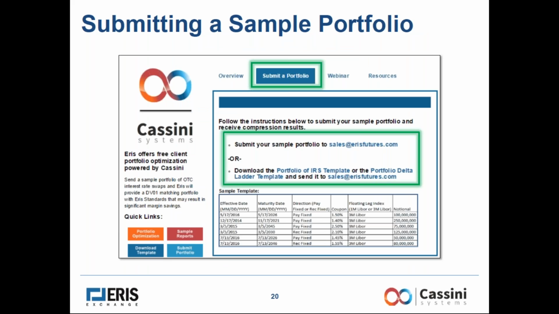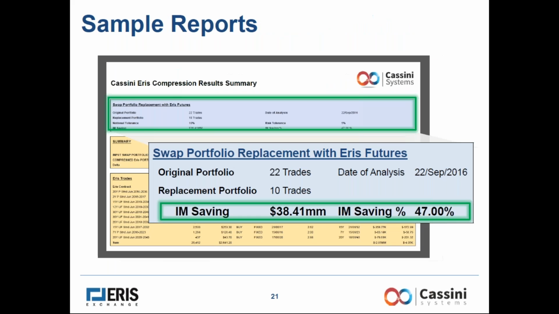Our free analysis requires you to submit a portfolio of swaps or a granular delta ladder in a standard format. Cassini receives this information and will run your swap portfolio through its analytics. Within 1 to 2 days, you will receive a report identifying the Eris positions that replicate your OTC portfolio, along with the margin savings from the novation exercise. I encourage you to try the service. You'll see the immediate savings from utilizing Eris, and you'll have a report with which you may make the internal case to start using Eris swap futures.